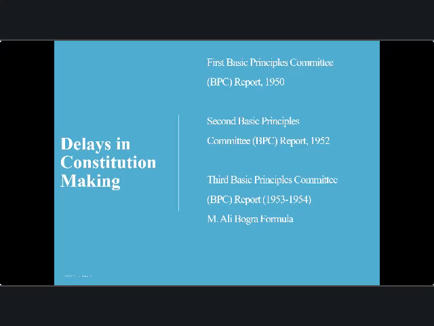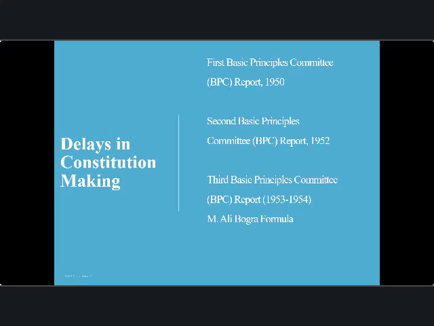Students, now we will discuss the first Basic Principles Committee Report, 1950. The first Basic Principles report was the first formal attempt to outline Pakistan's constitutional framework. It was presented to the Constituent Assembly on 28 September 1950 by Prime Minister Liaquat Ali Khan. The committee was tasked with defining the basic constitutional principles in light of the Objective Resolution of 1949. Key features, यानी अहम निकात.